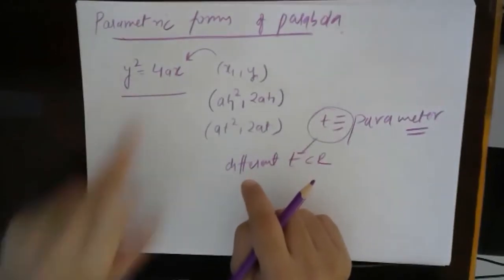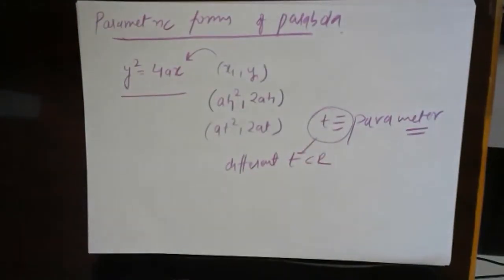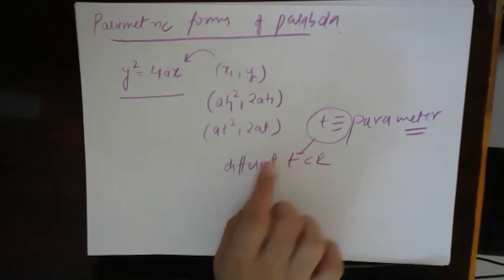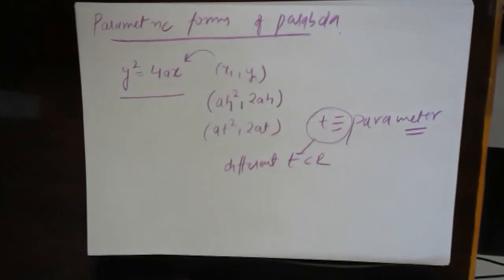So for this parabola, what should be the value of t such that you will get the vertex? T should be equal to 0 because the vertex is 0, 0. So a into 0, 2 into a into 0 gives 0, 0. We will get the vertex. Has everybody understood? Fine. Okay.